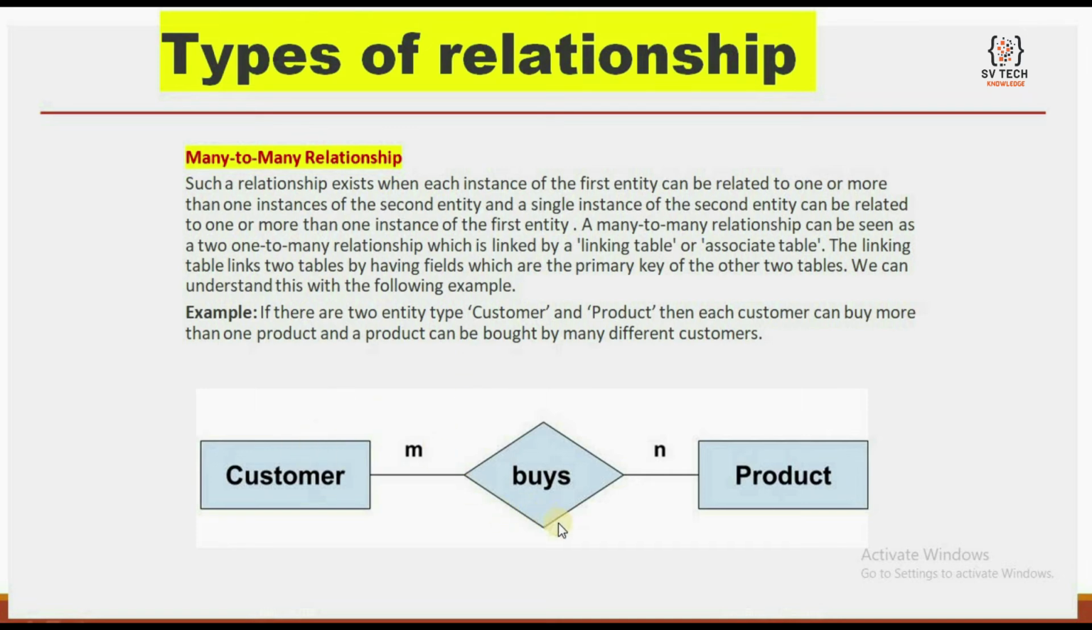A customer can buy any number of products, and any number of products can be bought by any number of customers. Okay, if there are two entity types, customer and product, then each customer can buy more than one product, and a product can be bought by many different customers, like this.